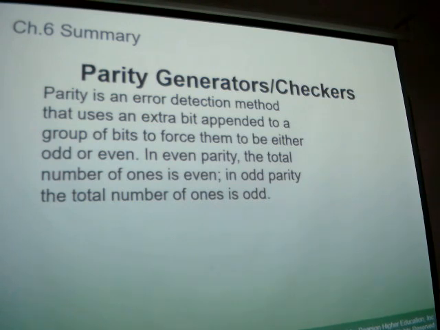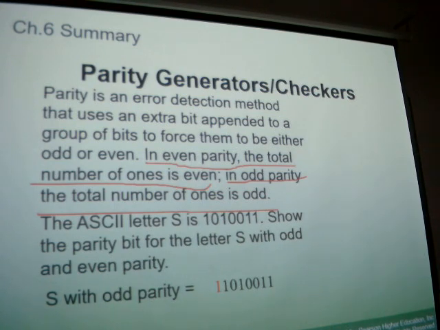In even parity, the total number of ones is even. And in odd parity, the total number of ones is odd. For example, the ASCII letter S. ASCII code is a kind of code, and in ASCII the letter S is represented by 1, 0, 1, 0, 0, 1, 1.